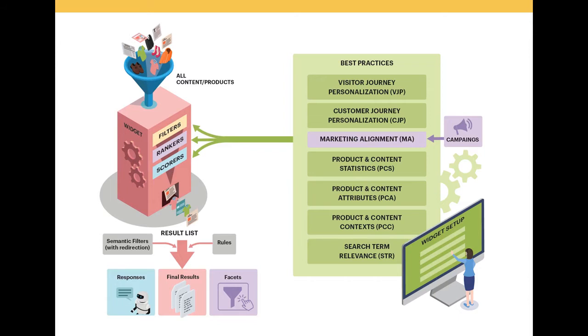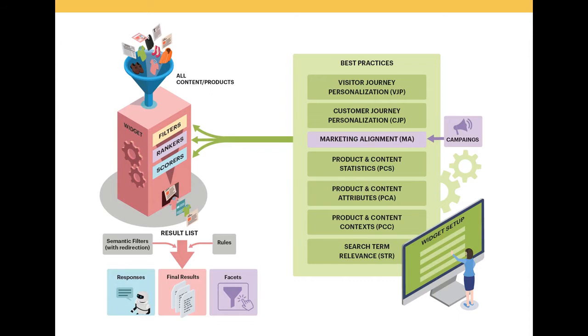There are 7 categories of best practices. We're not going to get into the detail of them in that video. That's something we will address in a more in-depth video about the widgets, but we'll just go through them to see what they do. So we have the visitor journey personalization. The visitor journey personalization looks at the recent behavior of the visitor. For example, what are the products that the user has recently clicked? And it will use this information as a personalization logic to be able to change the list of results.